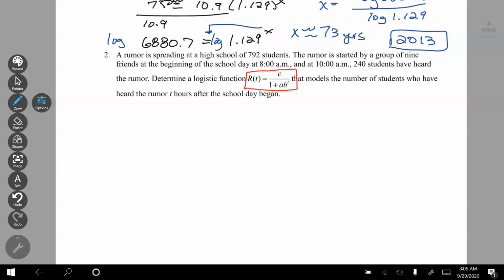So the next problem is going to be modeled by a logistic function. So the idea is that we have a high school of 792 students. That means my max is equal to 792, which is important.